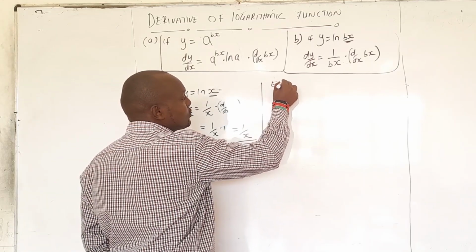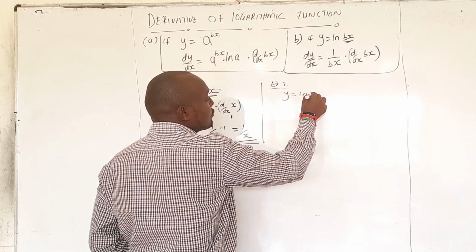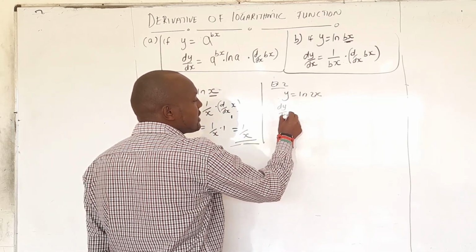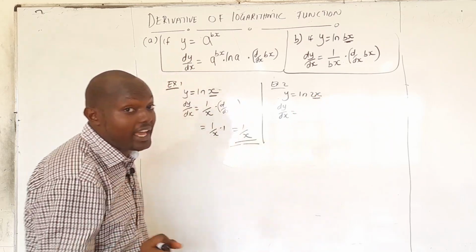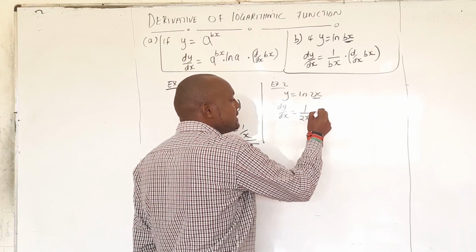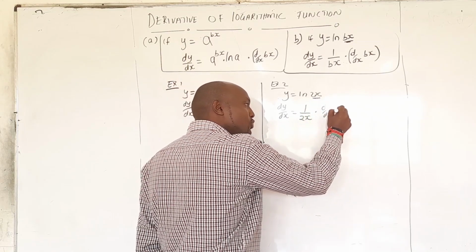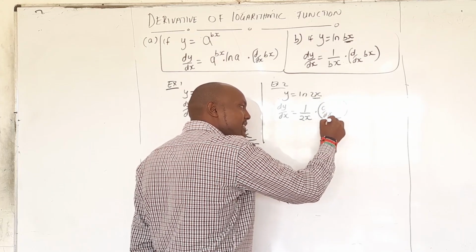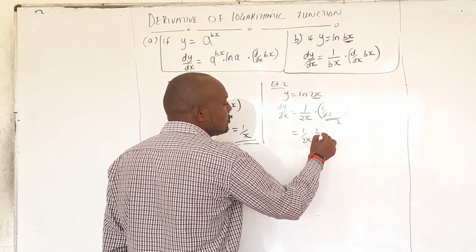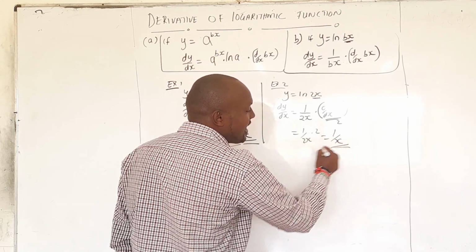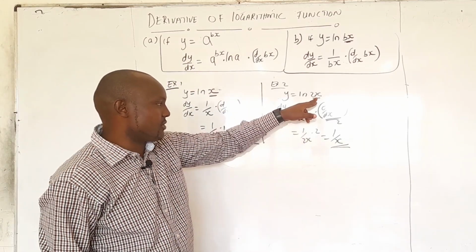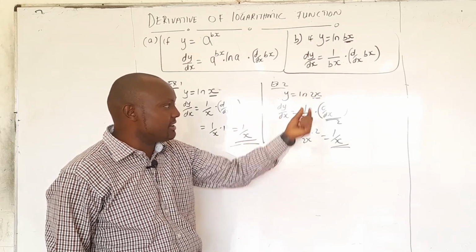Example 2. If you are given y is natural log of 2x, you need to get change in y over change in x. We said our main focus is that 2x. So it will be 1 over 2x times derivative of that 2x. And when you get the derivative of that one, you get 2. So you get 1 over 2x times 2, which again is 1 over x. So that's how we differentiate natural logarithm: 1 over that value inside the natural logarithm, times the derivative of that one.